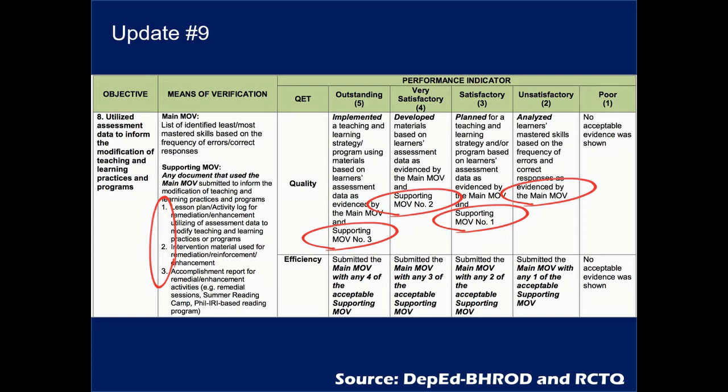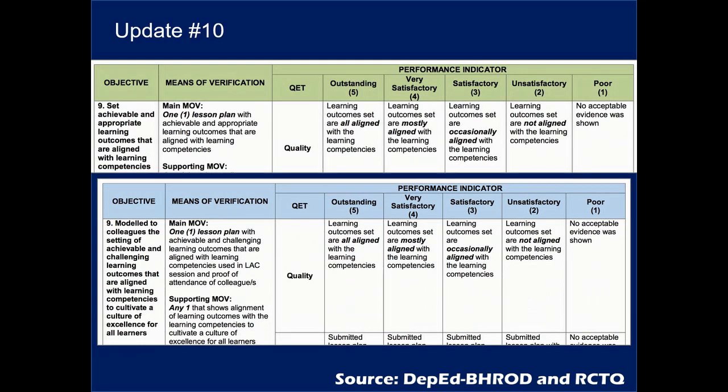If no valid MOV is submitted, then the teacher will only get a rating of 1 with poor as the description on this particular indicator. Update number 10. For objective number 9, the main MOV is a lesson plan, which will be the basis for rating the quality.